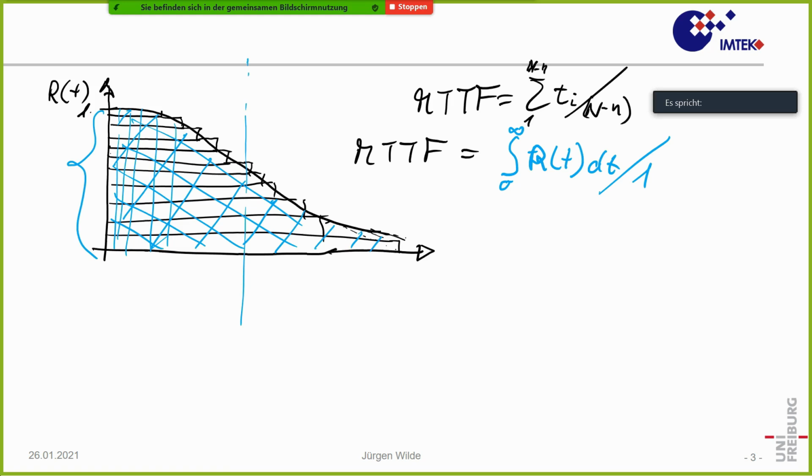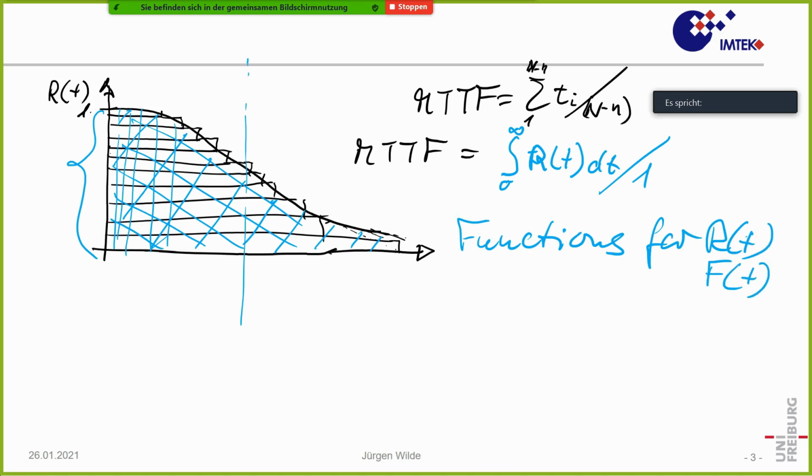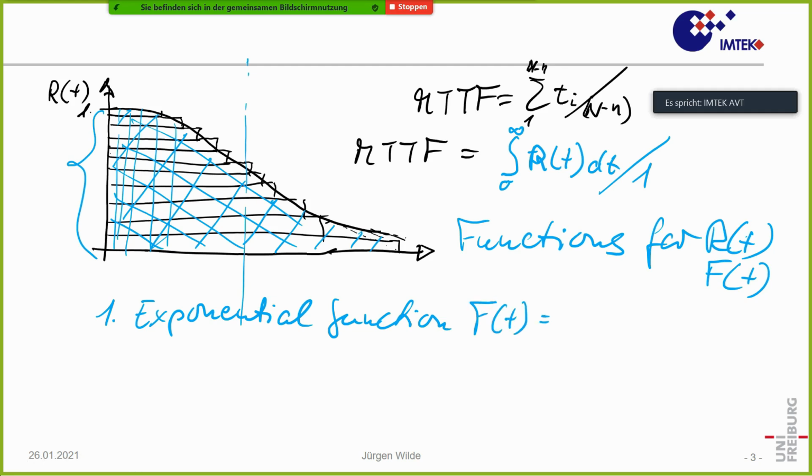So what functions do we have for R(t) and F(t)? You should also know these for the exam. The simple form is the exponential function, and it says F(t) is 1 minus e to the power of minus lambda t, where lambda is the failure rate, and in this case lambda should be constant.